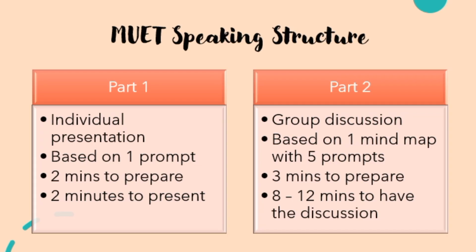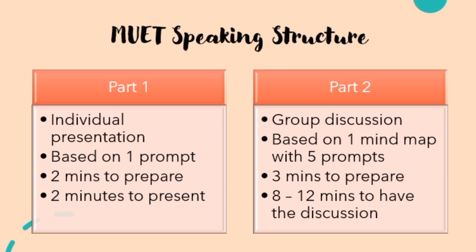So MUET Speaking for Part 1 is based on one prompt. All candidates will be given 2 minutes for you to prepare and 2 minutes after that for you to present your task individually. Part 2 of the paper is the group discussion, and this group discussion will be based on one mind map with 5 prompts. We will be looking at an example of both these parts later on in this video.